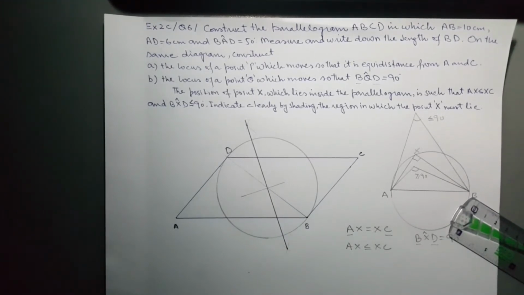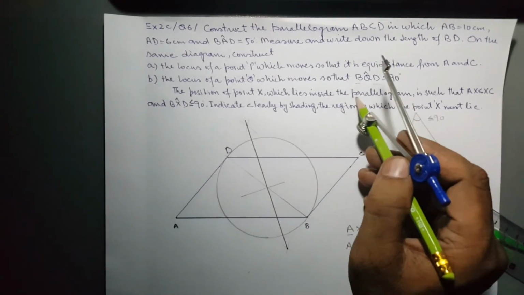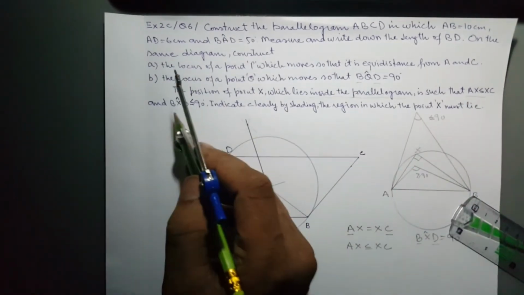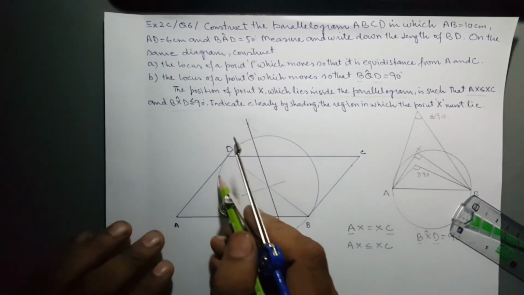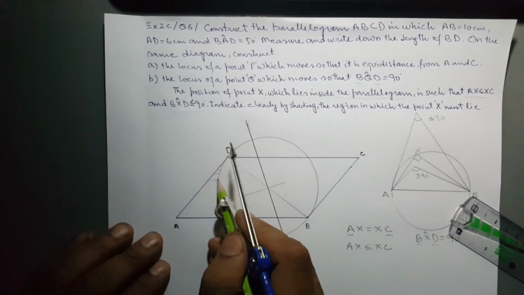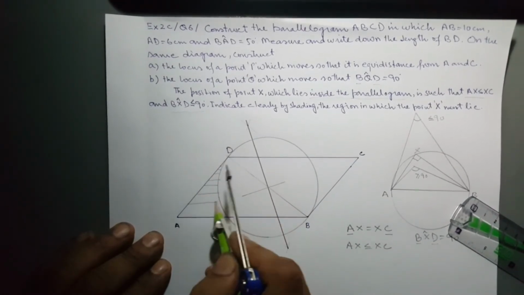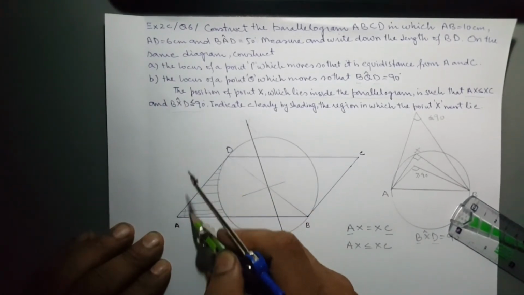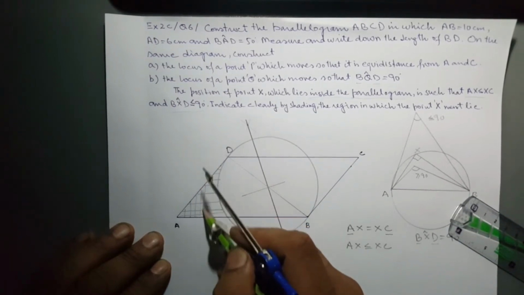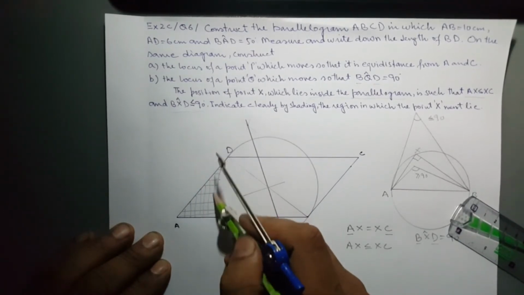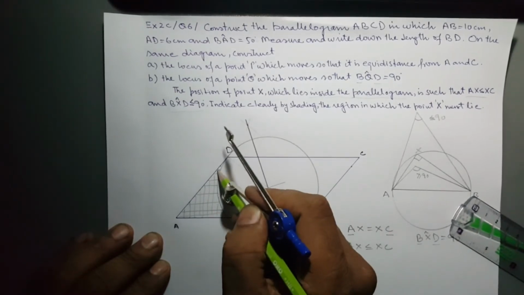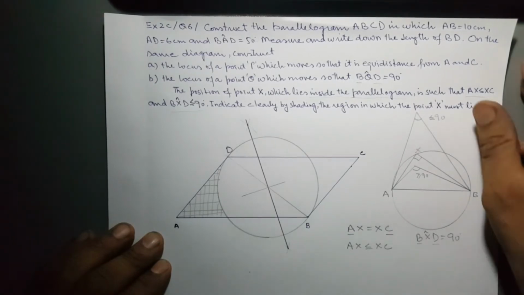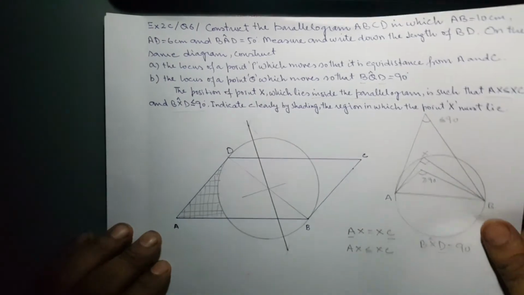We should remain inside the parallelogram, closer to A, and outside the circle. Now the required shaded region is this one. This one is the required shaded region inside the parallelogram, closer to A, and outside the circle. Now I will elaborate this concept with the help of another example.